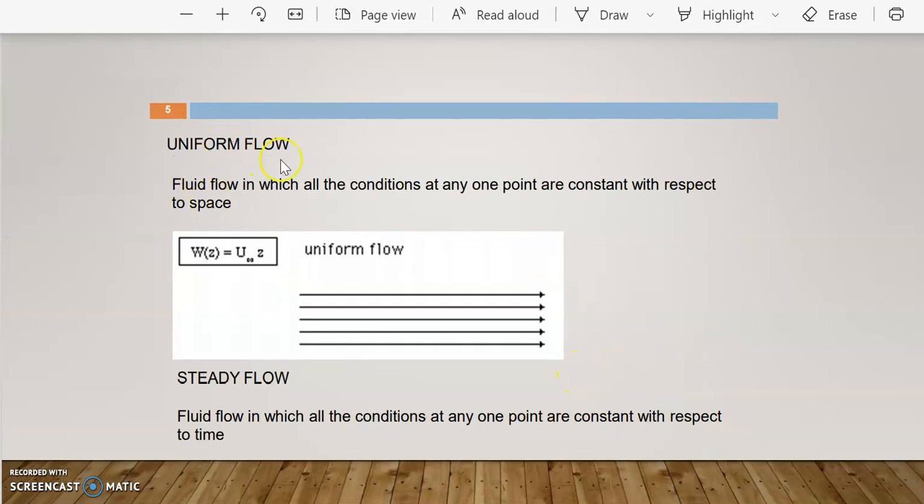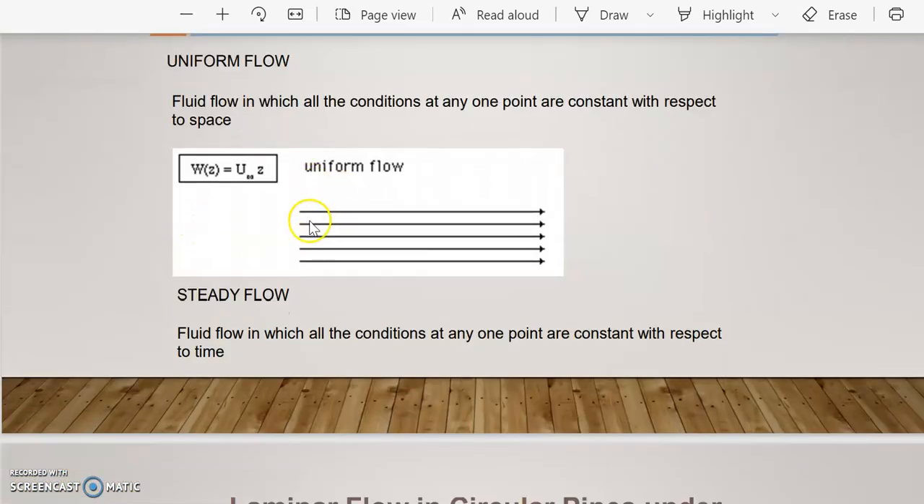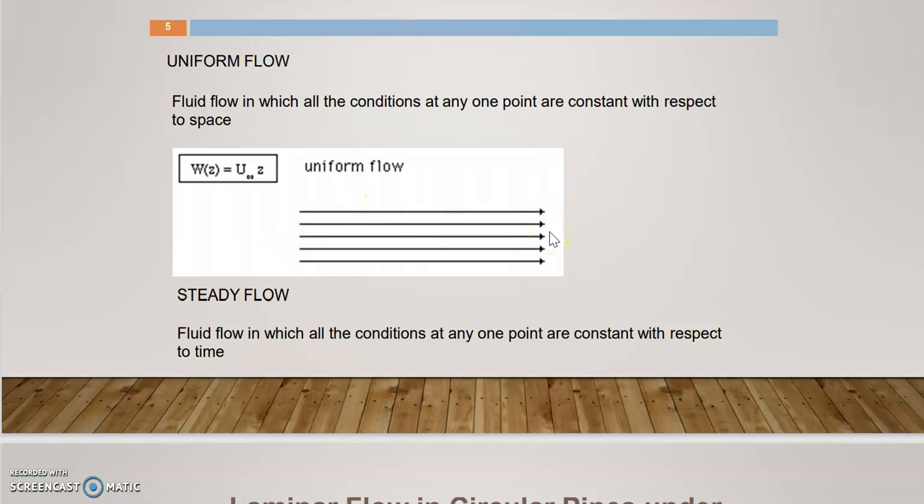When we're talking about uniform flow, it is the fluid flow in which all the conditions at any one point are constant with respect to space. This means that when the flow travels along the pipe from point A to point B, the velocity is constant throughout the pipe. So that is considered as uniform flow.